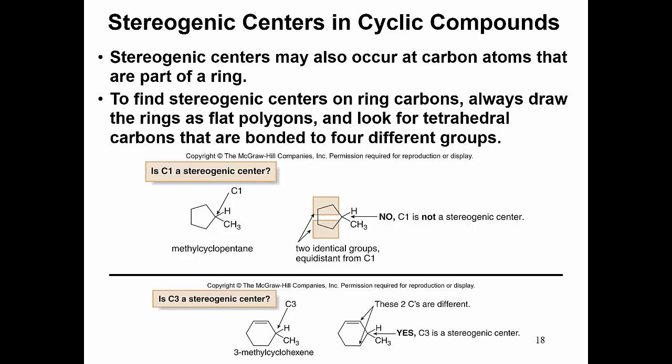Let's look at 3-methyl cyclohexene. And is C3 a stereogenic center? Well, let's take a look. We see obviously methyl and hydrogen are different substituents attached to carbon 3. And if we look at the other 2 carbons attached to carbon 3, we see that they are both different from each other and different from a methyl and a hydrogen. So yes, there are 4 different substituents attached to carbon 3. So the answer is yes. We have found C3 to be a stereogenic center.